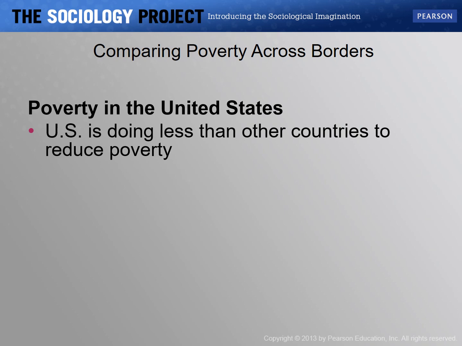Poverty in the United States is a real problem. The United States, generally speaking, does less than other countries to reduce poverty. If you listen to the political dialogue in 2020, one of the things that some people propose is a minimum income, where the government would pay a minimum wage to people to help meet their needs as a way of reducing poverty in the United States. Some countries have done that relatively successfully.